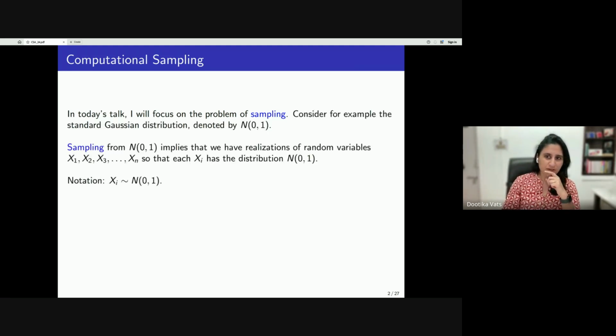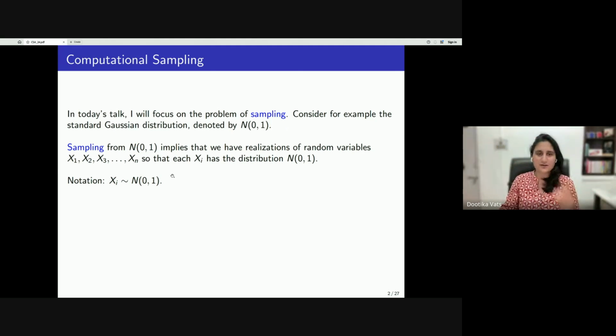What is this problem? Consider, for example, a standard Gaussian distribution, meaning the standard normal distribution, which I denote by N(0, 1). Now, sampling from N(0, 1) implies that we have what we call realizations of random variables, X1, X2, X3, and so on, such that each Xi has a distribution N(0, 1). I'm being very careful with the words I'm choosing. I'm saying that we have realizations of random variables. These capital X's are the random variables, and my realizations are typically denoted by small x's. So what I mean is I have actual samples from N(0, 1), x1 up to xn.